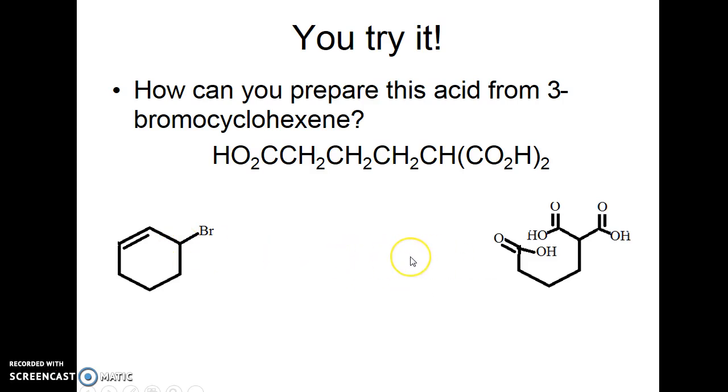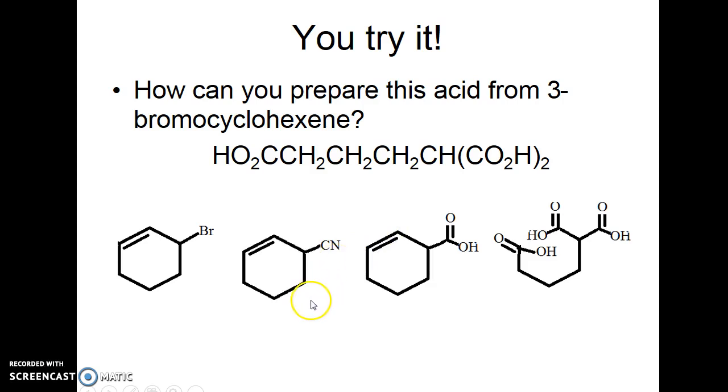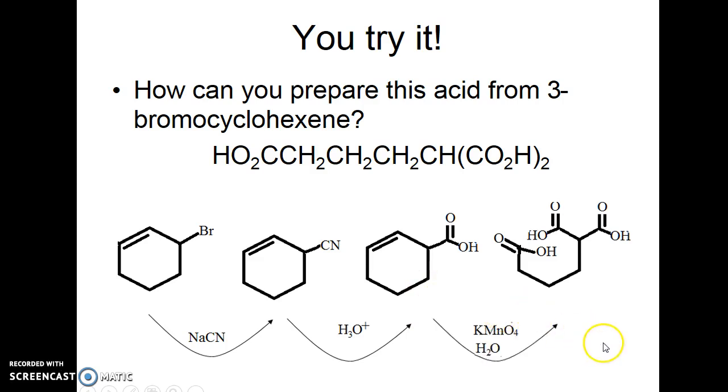So let's go ahead and look at what intermediate we might have. We might have this intermediate, that's the oxidative cleavage, and then maybe this intermediate, because I can do SN2 on an allyl carbon very quickly. What conditions would I have? Well, sodium cyanide would give me this SN2. Hydrolysis would give me the carboxylic acid. And then potassium permanganate and water would give me this final product.